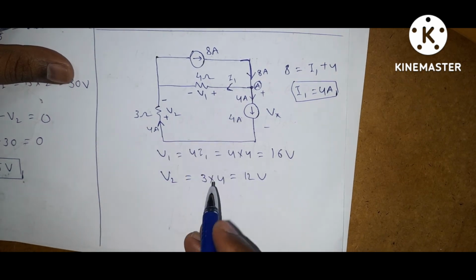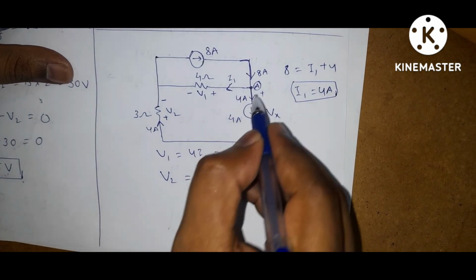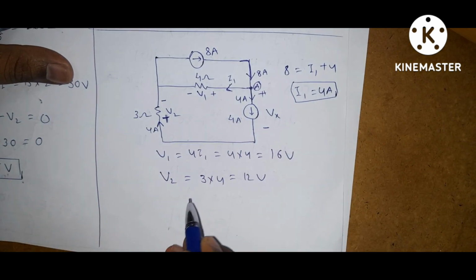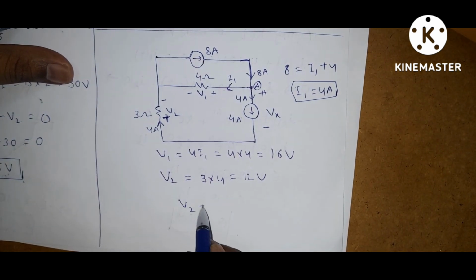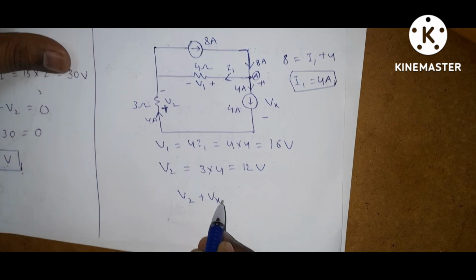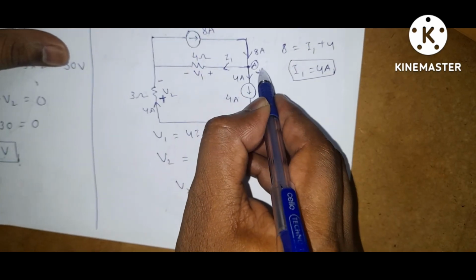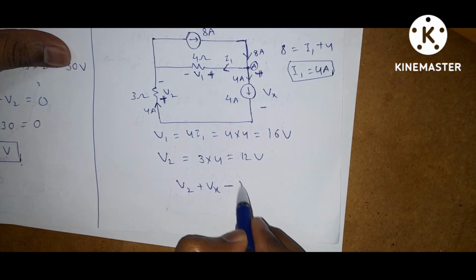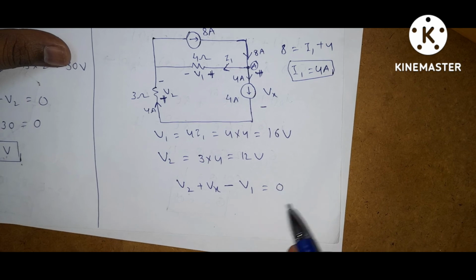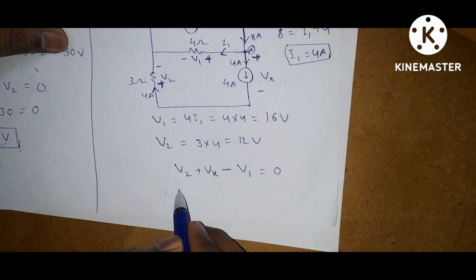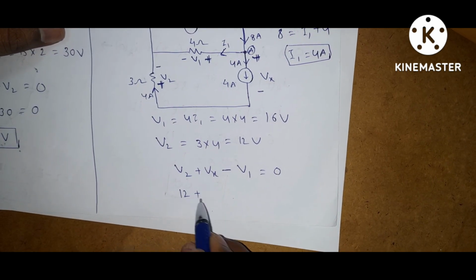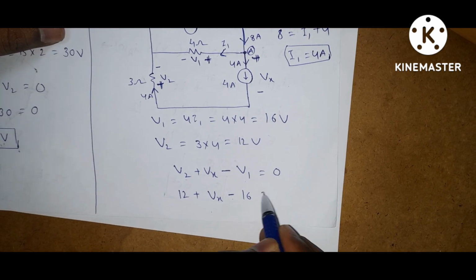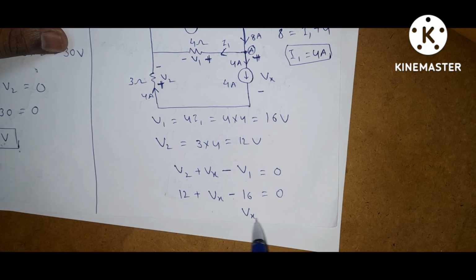Now apply KVL to this loop. This positive is connected to this negative, so V2 plus Vx. Next, this positive is connected to this positive. If positives are connected, you will get minus. Minus V1 is equal to 0. What is V2? 12 plus Vx, what is V1? 16, is equal to 0. From this, what is Vx?